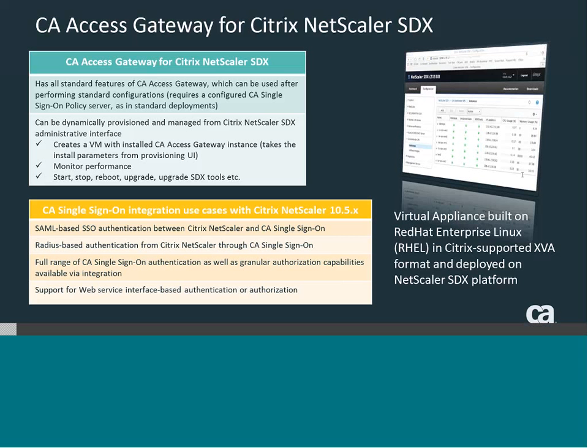So not only can you run the software on the platform, you can also manage the software and the virtual machine from the administrative UI, and that gives you a lot of flexibility. We'll see in a subsequent slide what these details are. But in a nutshell, you can create a virtual machine with a pre-installed CA Access Gateway instance. You can monitor the performance of that particular machine via the administrative UI, and you can also perform some of the standard operations like start, stop, reboot, upgrade on these virtual machines and the software.